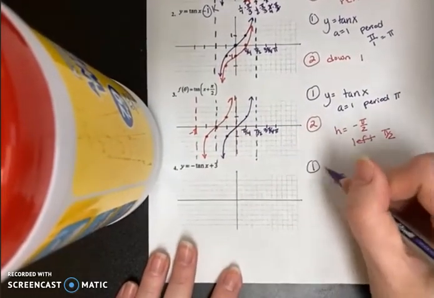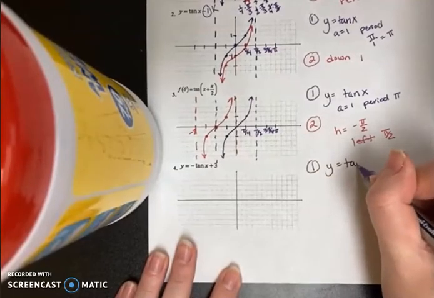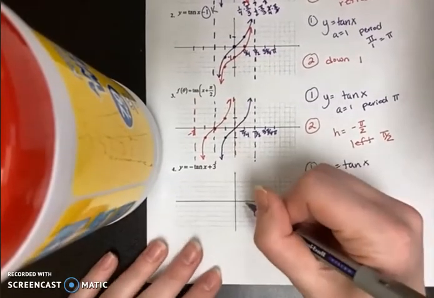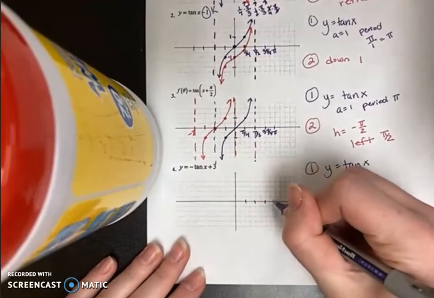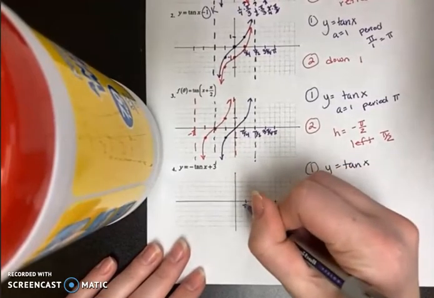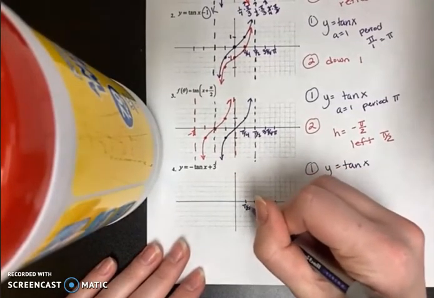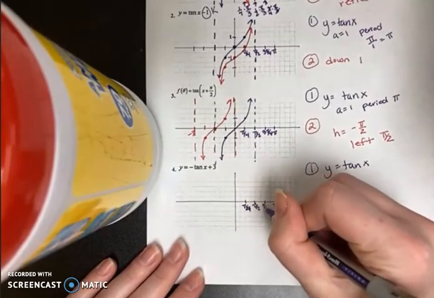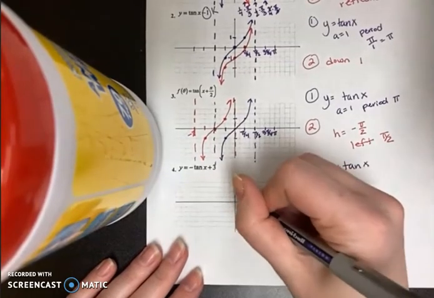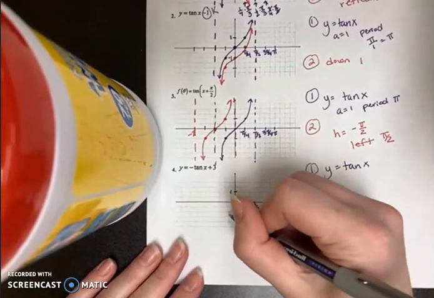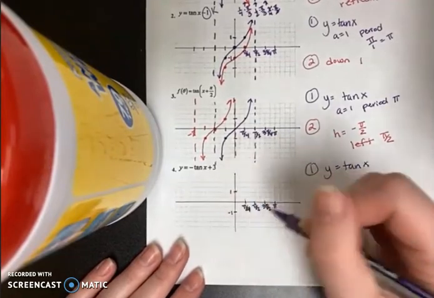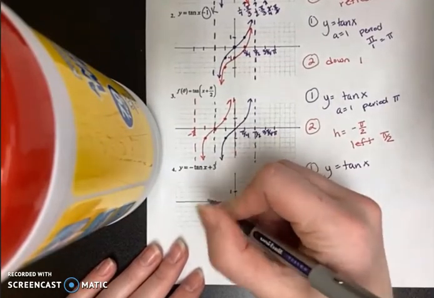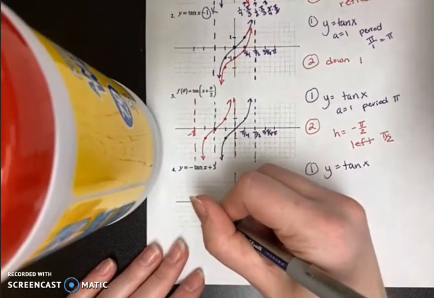Number 4, I'm going to go ahead and graph tangent x. I'm going to do that really quick because we should know how to do that by now. I'm hoping you're picking it up. And then I'm going to use a scale of 1/2. Personal preference, like I said.